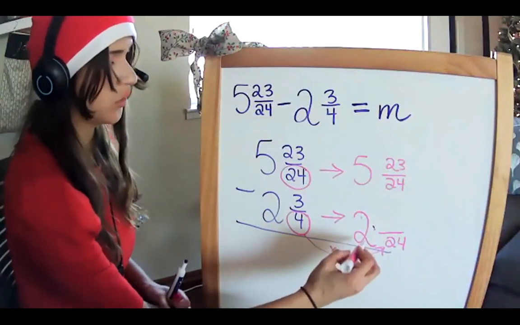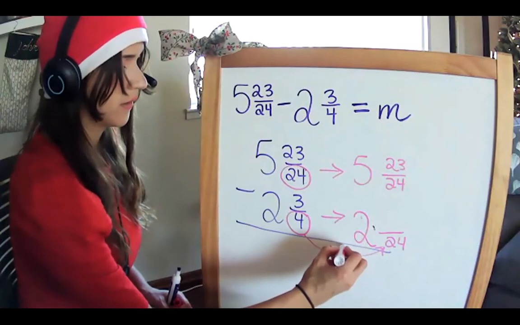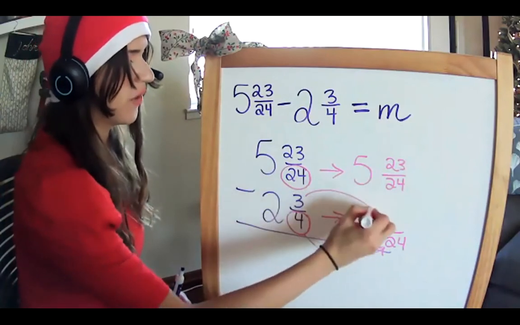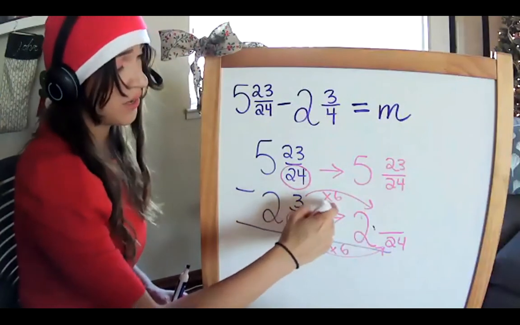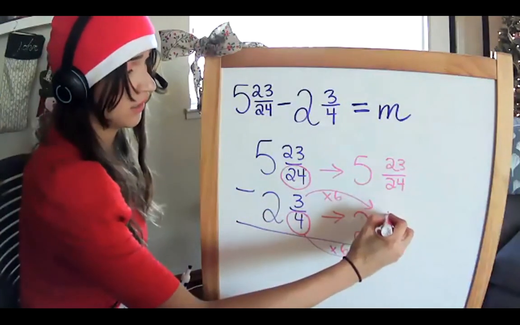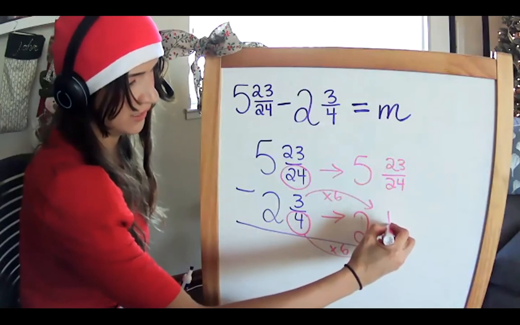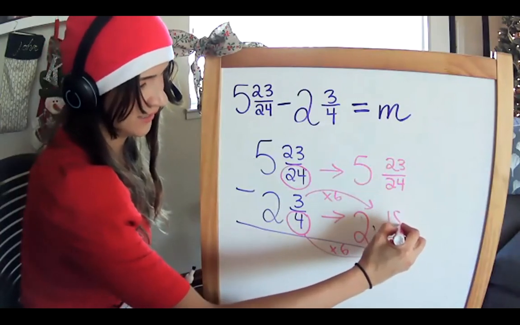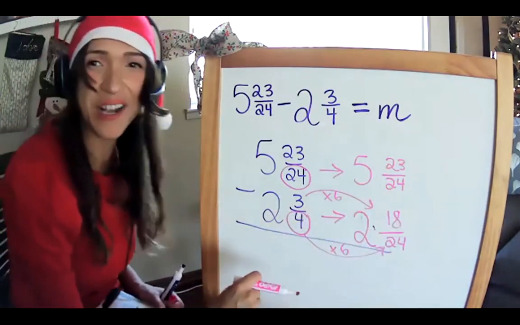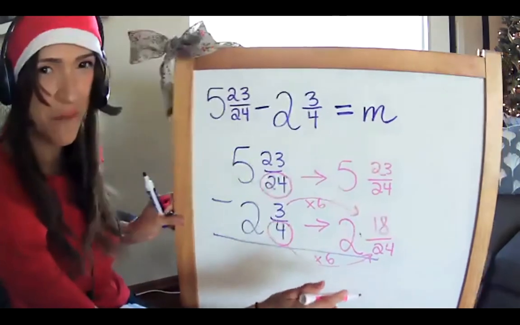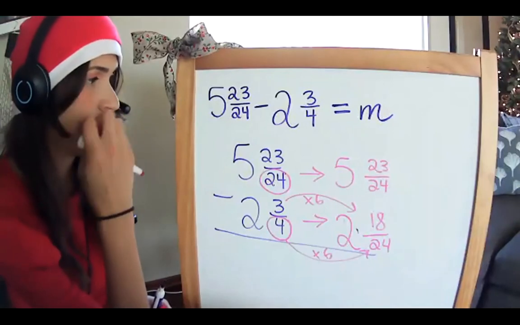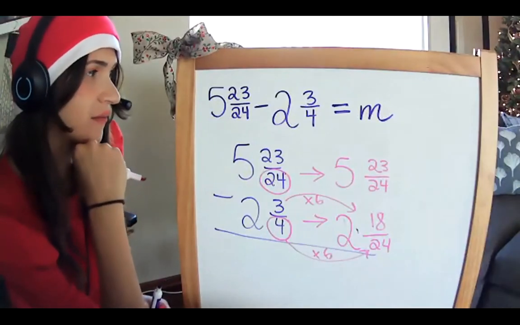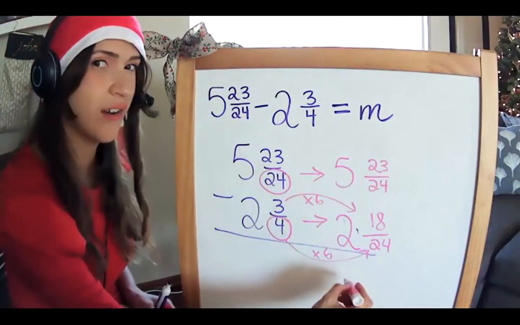How do I get from 4 to 24? Times 6. Whatever I do to my numerator, I do to my denominator. 3 times 6 is 18. 5th graders, let's subtract. 23 minus 18 is 5.